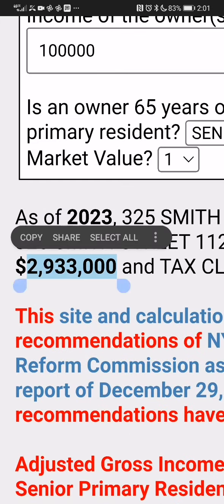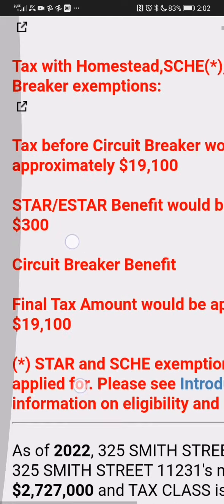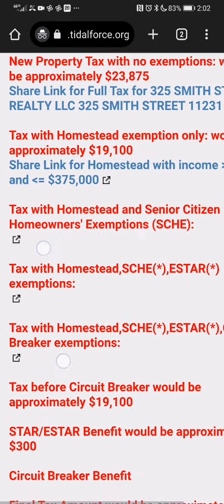Now, let's show that if we make it a non-primary resident, then what's going to happen is their final tax will be much more because they don't get any benefits, right? If you're not a primary resident, these exemptions are only for the owner who is the primary resident. And then we'll turn off senior, and it may affect it also, yes. So this person's income is too high for a senior exemption to actually matter.